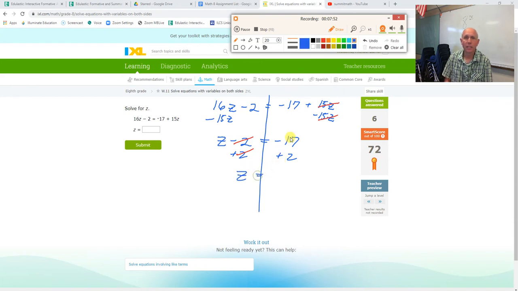Z equals negative 17 plus 2. Same sign, add and keep. Different signs, subtract the two numbers, keep the sign of the bigger number. So it's going to be subtract the numbers 15, keep the sign, negative 15.